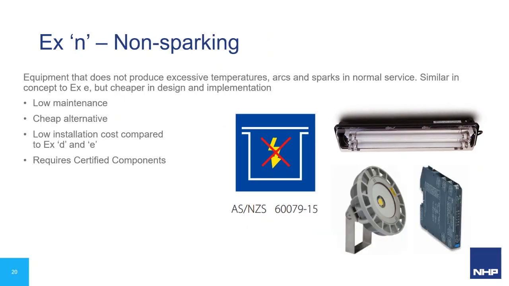Now, EXN is for non-sparking, and it uses the same principles as EXE by avoiding the occurrence of it becoming a source of ignition. They rely on the very low probability of an explosive atmosphere being present for a very short amount of time. So it's only really good for gas zone 2. They are an alternative to EXE with the same benefits of being easy to install and maintain, and are also lightweight. However, again, you can only use specifically EX certified components in them, just like EXE. And again, these are only good for zone 2.